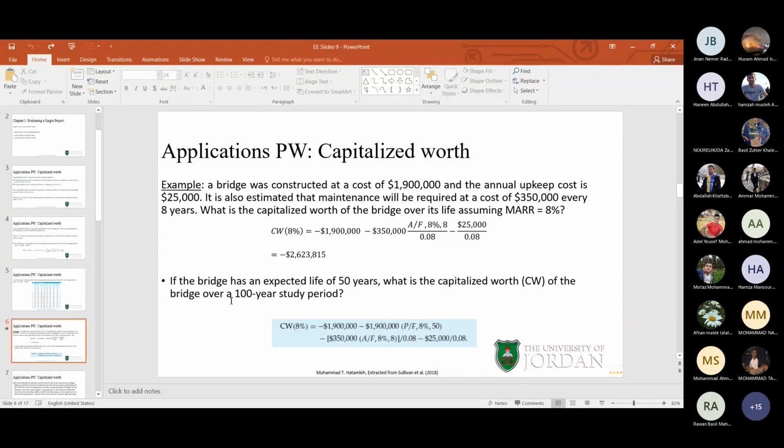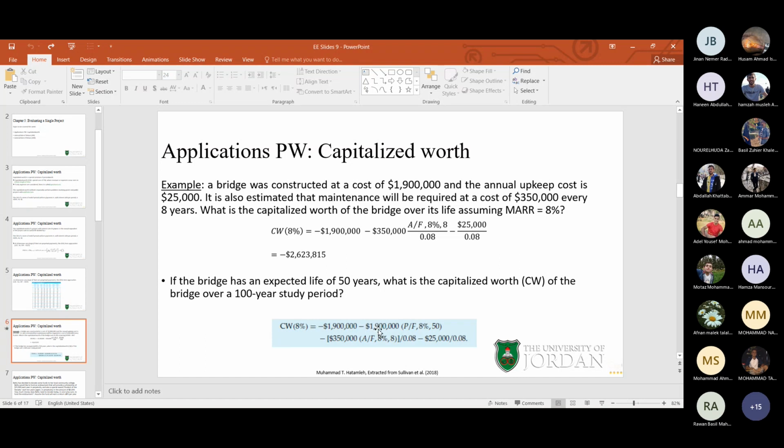Now we have a study period of 100 years. So I will take into consideration the 1.9 million at year 0 and 1.9 million at year 50. With regards to the 25,000, it's going to keep happening every year with no interruption, so I will divide that by the interest rate to give me the present worth. The 350,000, I'm going to do the same: find the annuity per year, divide that by the interest rate. That would give me the capitalized worth.